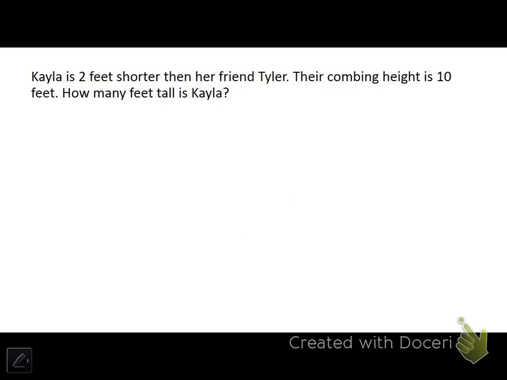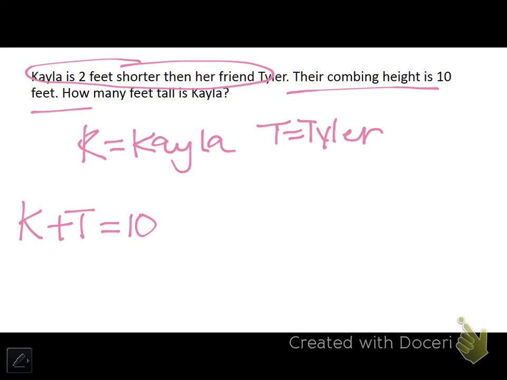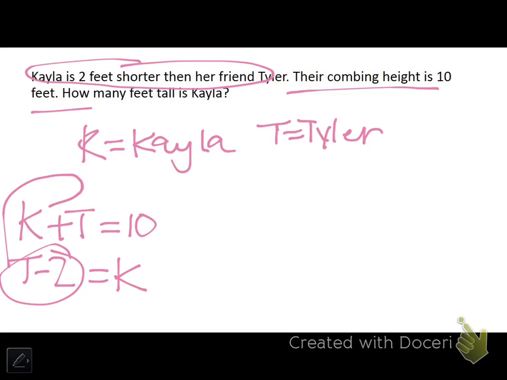Okay, Kayla is 2 feet shorter than her friend Tyler. Their combined height is 10 feet. How many feet tall is Kayla? So we're going to do K equals Kayla, T equals Tyler. Their combined height is 10 feet, so if I add both their heights together, it should be 10 feet. Now, Kayla is 2 feet shorter than her friend Tyler, so if I subtract 2 feet from Tyler's, I should get Kayla's. Okay, substitution. Let's plug that in for K because K means the same thing.